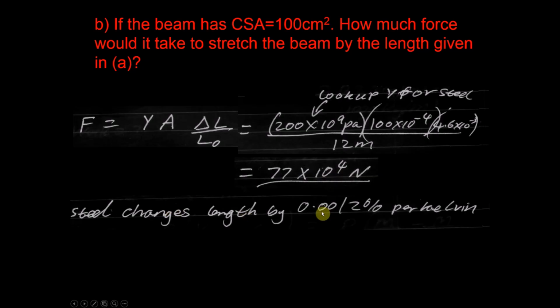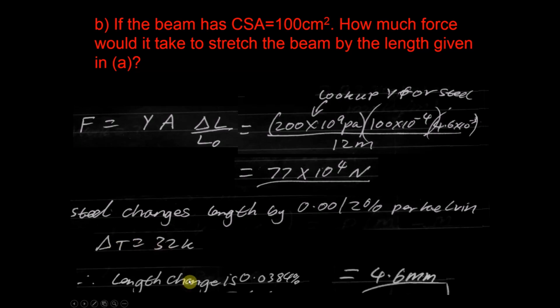We know that steel changes length actually by 0.0012% per Kelvin that it's applied to, and here it's about a 30 Kelvin change. So delta T was 32. That means we should, by applying this particular fact, end up with an answer of 4.6 millimeters, which actually works very nicely with the 4.6 times 10 to the minus 3 meters that we discovered in Part A.